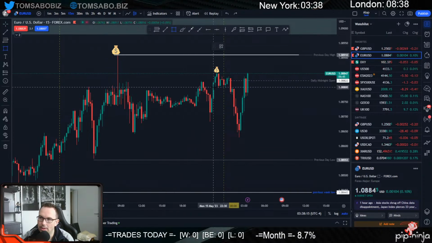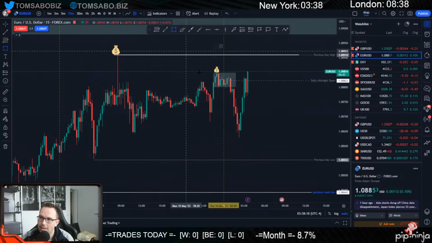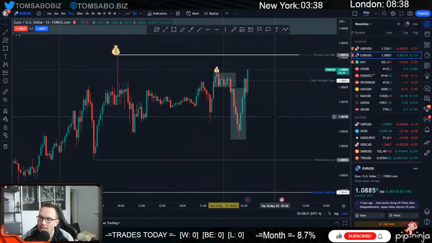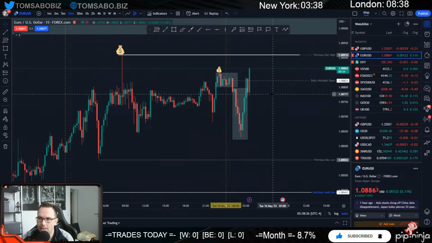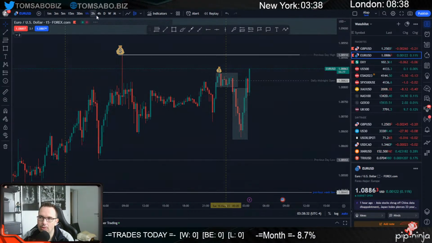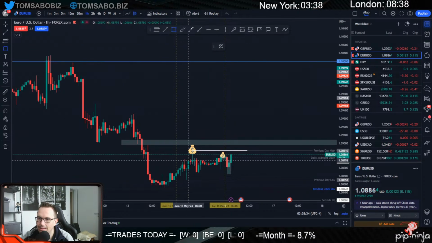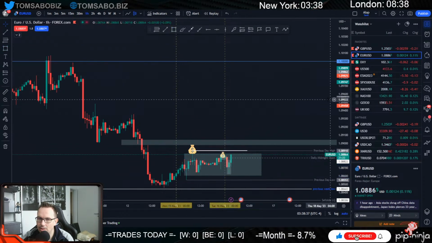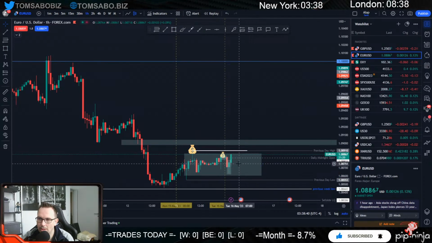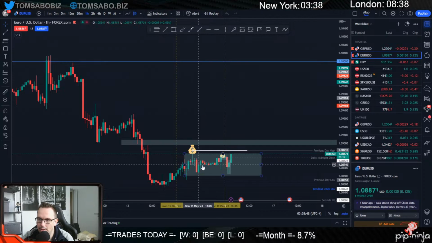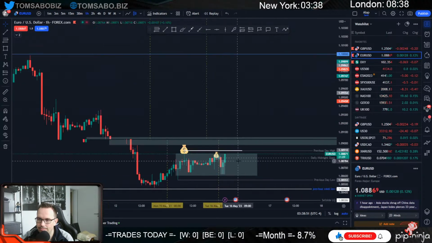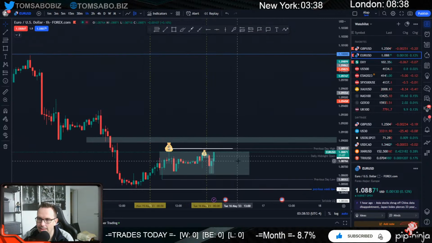Or same goes for here. Is this the accumulation? Is this the manipulation? And are we in the distribution right now? Because as you can see, euro is trading higher. Hard to tell. Because if we go out to the higher time frame, we are still accumulating. I hope you get what I mean. We are still in an accumulation phase, because this is not distribution. We are consolidating. So we are accumulating on these levels, I guess.